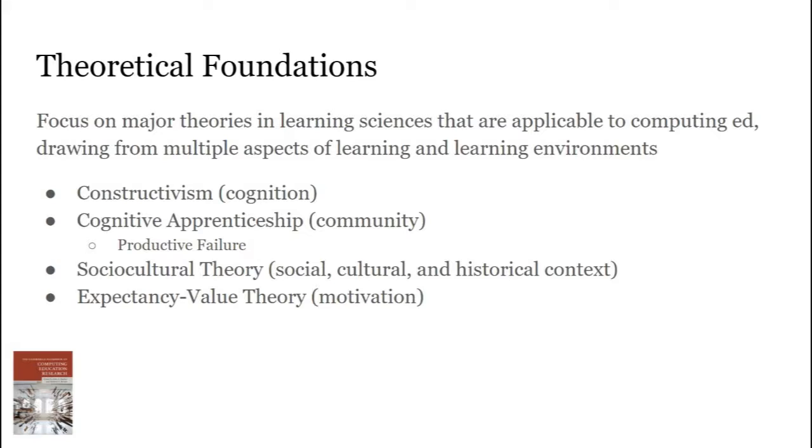For a theory of cognition, we talk about constructivism. For a theory of community, we talk about cognitive apprenticeship. For socio-cultural and historical contexts, we use sociocultural theory. And for a theory of motivation, we talk about expectancy value theory.